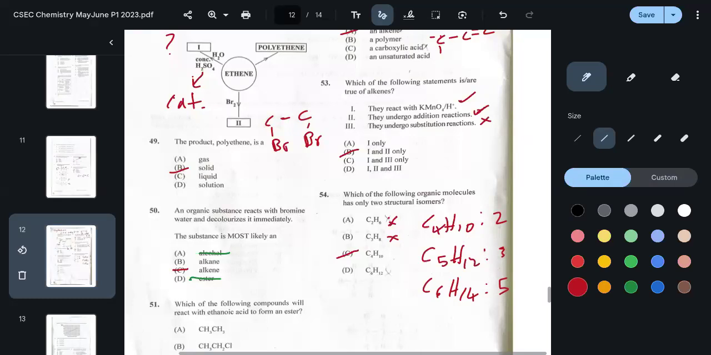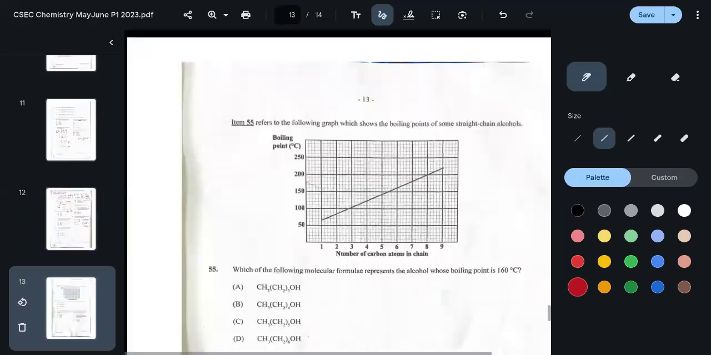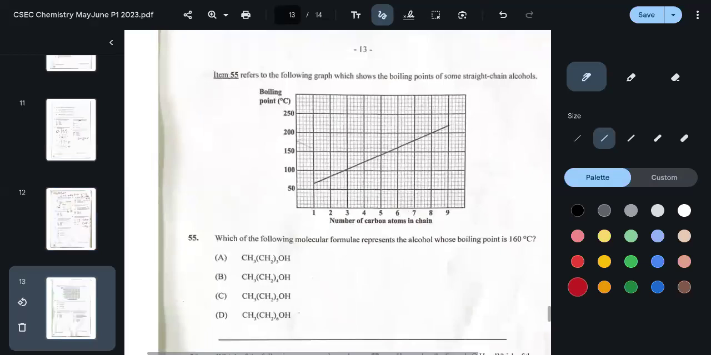All right, next, 55. If you see this graph, come back and pay attention to it. Don't just pick the answer, because there are two of them. It's not the same graph on every paper. They will look the same, but something is different about one of them.